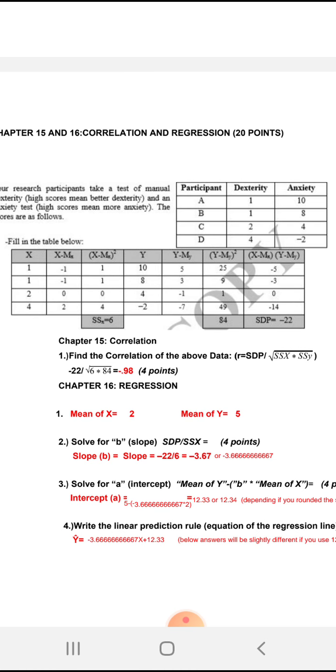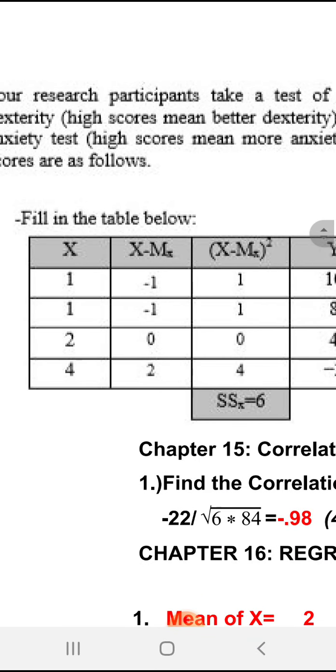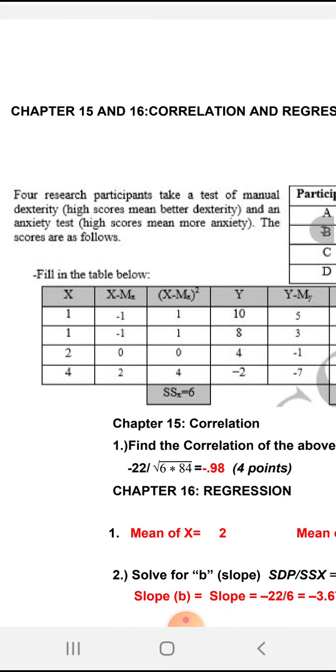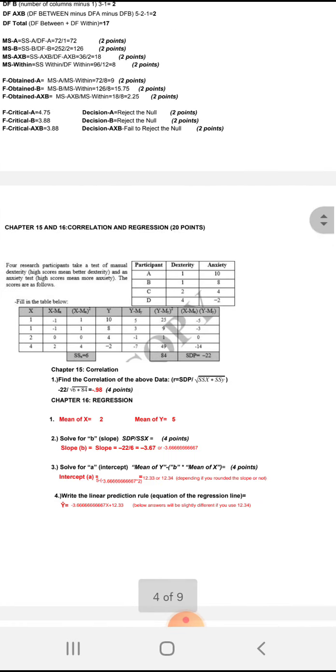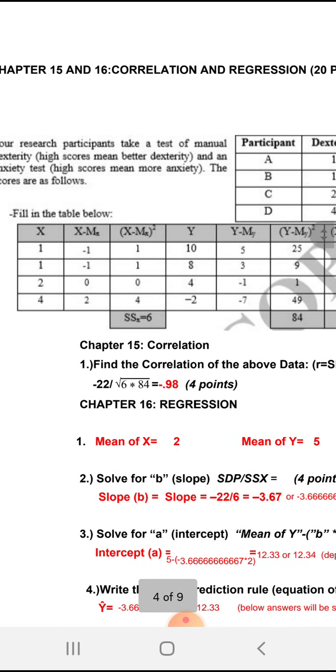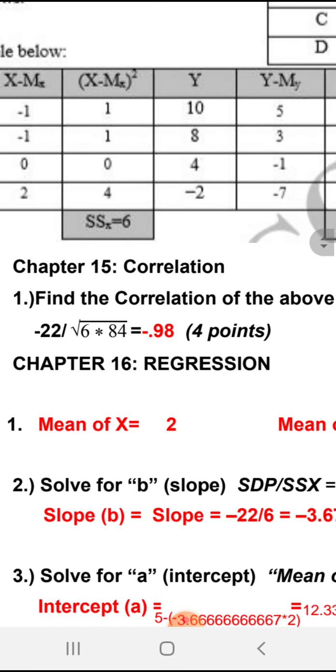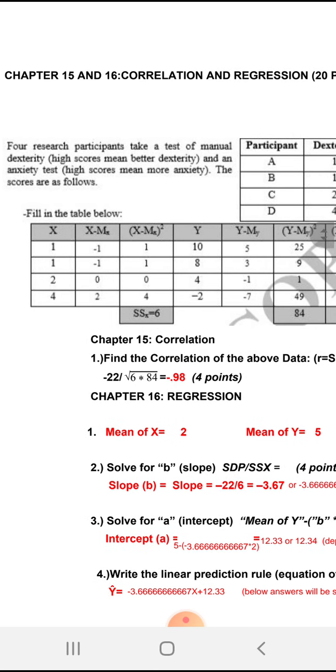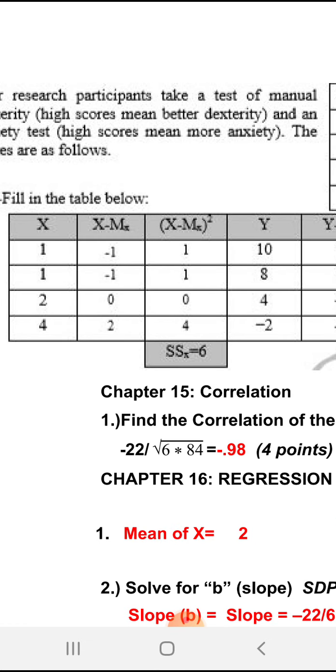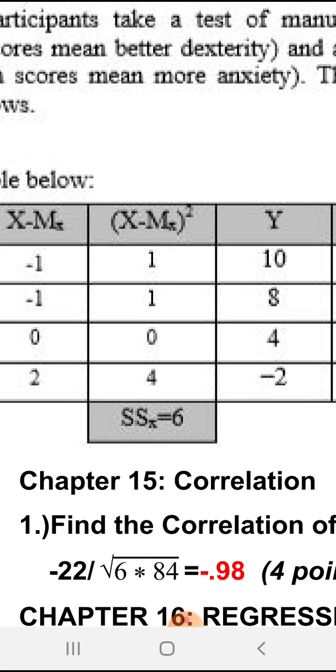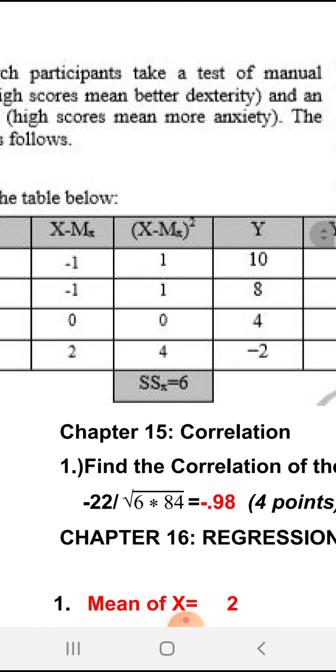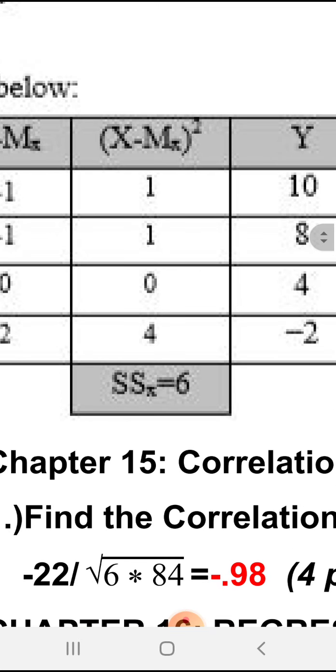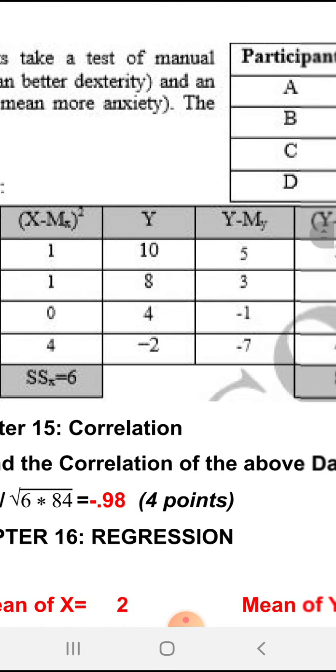What you do here is you plot all the x values, which is the first variable that's given, which is dexterity. Then you get the mean of x, which is 2, by adding 4 plus 2 is 6, plus 1 is 8, divided by 4 is 2. Then you take the deviations of x minus the mean of x. In the next column, you square all those deviations, and you will get the sum of squares of x.